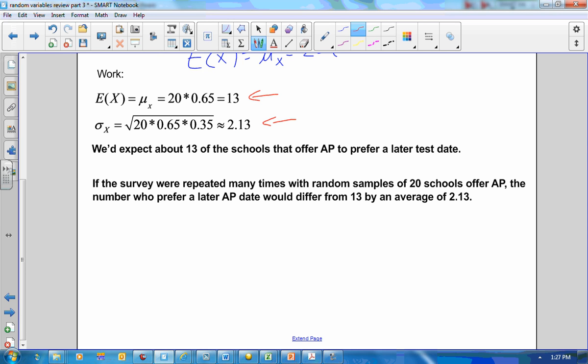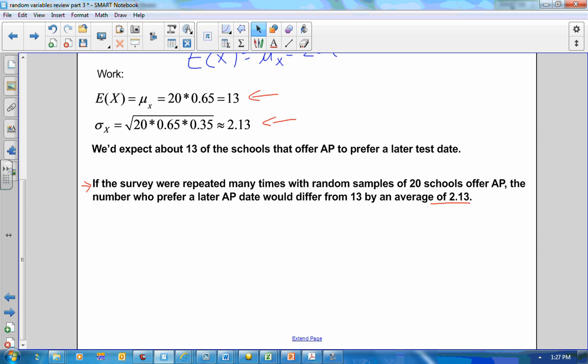So in context, we'd expect about 13 of the schools that offer AP to prefer a later test date. And the standard deviation in context: if the survey were repeated many times with random samples of 20 schools who offer the AP, the number who prefer a later date would differ from 13 by an average of about 2.13.